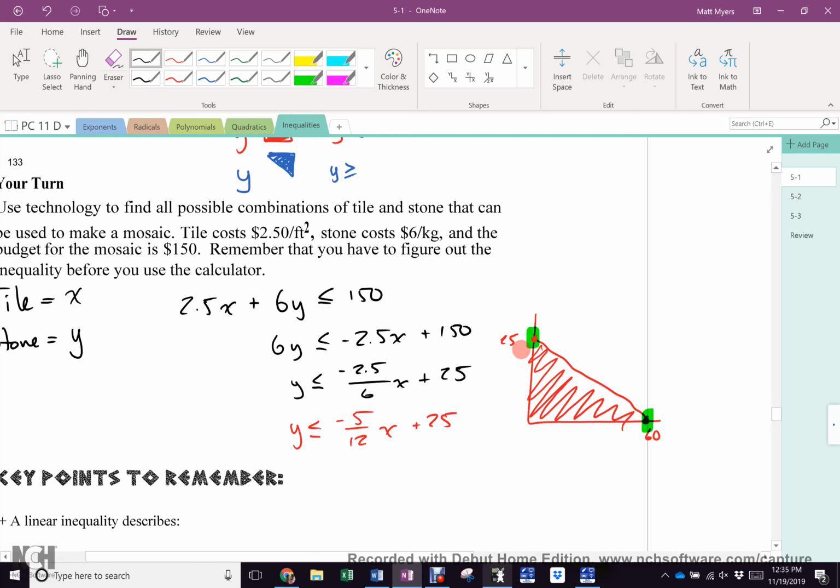So, what's the lowest amount of stone I can buy? 0, but I can't buy 0 stone to a maximum of what? 25, but I can't buy 25 or I've spent my whole budget. What's the lowest amount of tile I can buy? 0, but I can't buy 0 to a maximum of 60. And any X and Y that are between those, I'm okay.